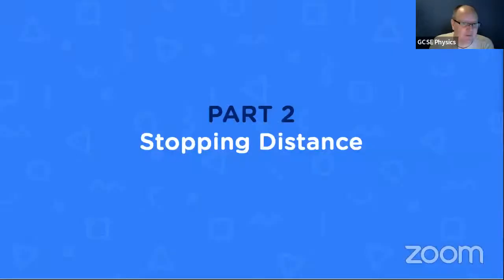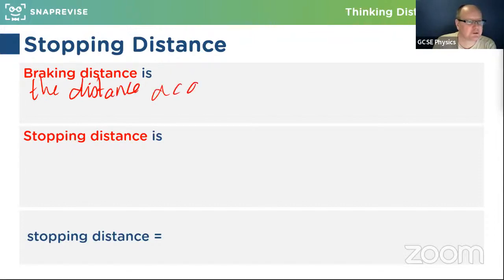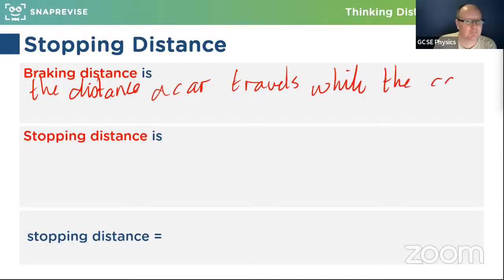Okay, moving on from there, let's look at stopping distance overall. So stopping distance is made of two things. The braking distance is something we need to talk about first. So we've been talking about thinking distance, now move on to braking distance, and that is the distance a car travels while the car is being stopped by the brakes.